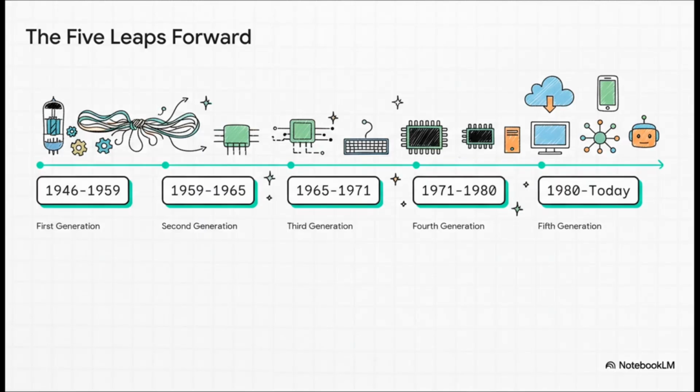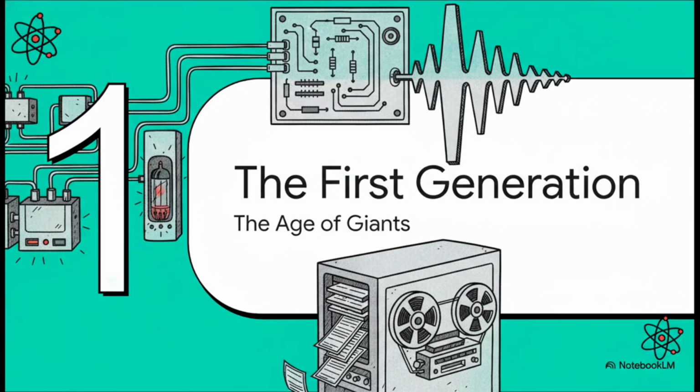You can really break down the whole story of the computer into 5 distinct generations, and each one is defined by a huge, game-changing technological leap. So think of this as our roadmap for the trip we're about to take. So let's start at the beginning. We're in the post-war era, and we're entering the first generation, the age of giants.